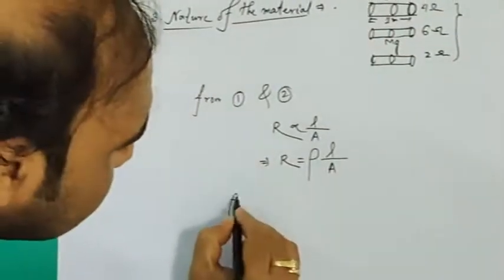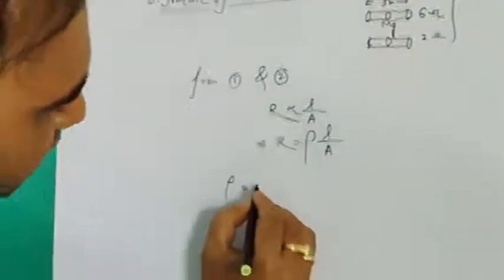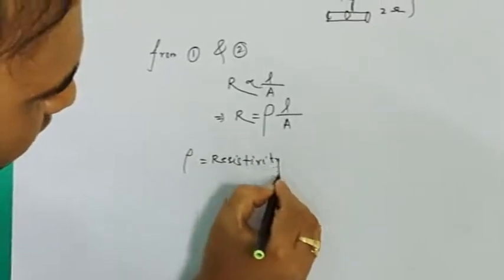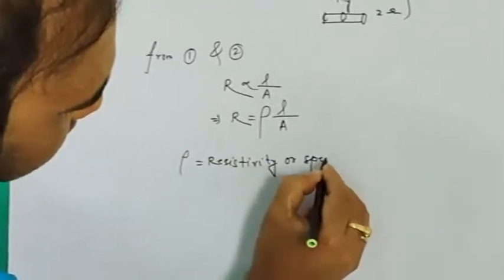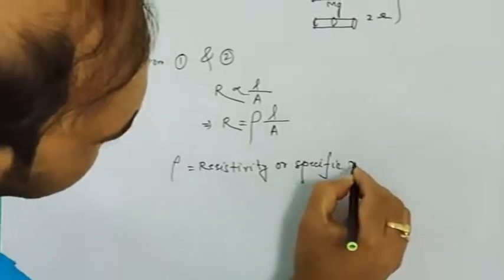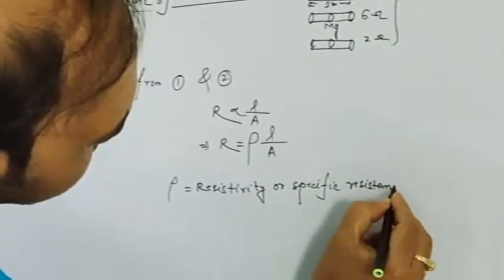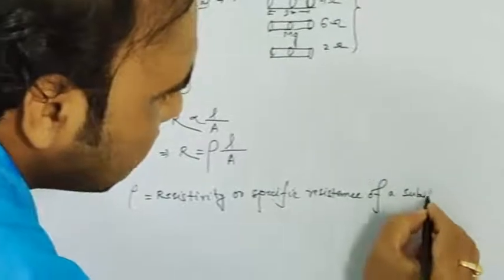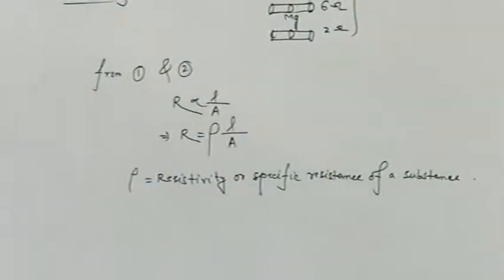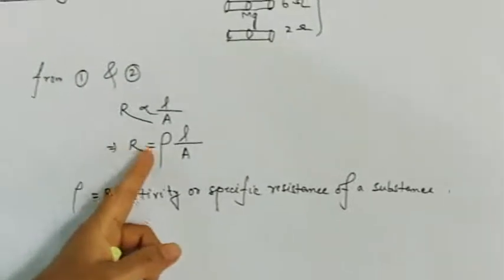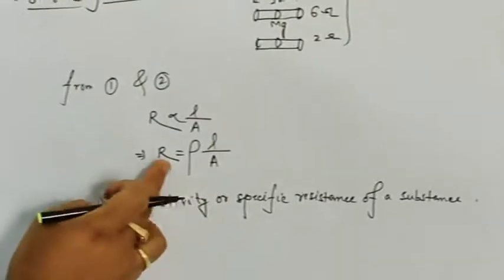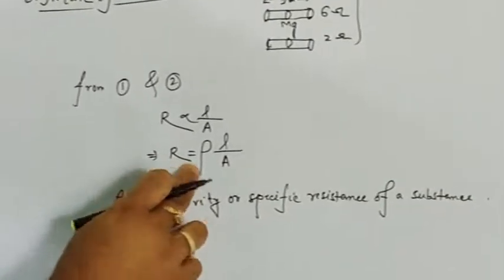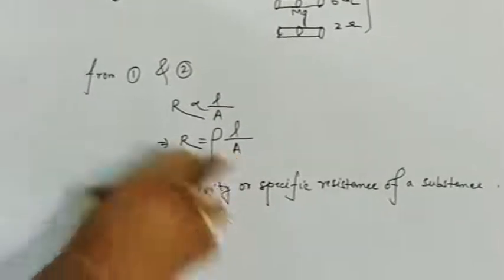Remember that. This physical quantity, this special type of constant, is known as resistivity or specific resistance of a substance. Now in R equal to rho L by A, R is nothing but resistance, rho is resistivity or specific resistance, L is length, and A is area of cross section.